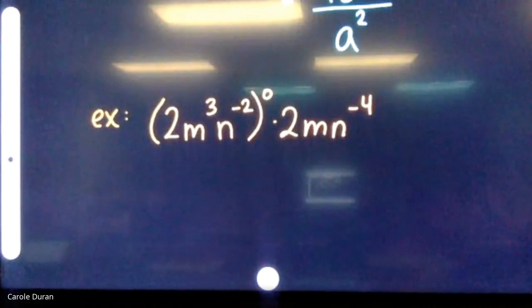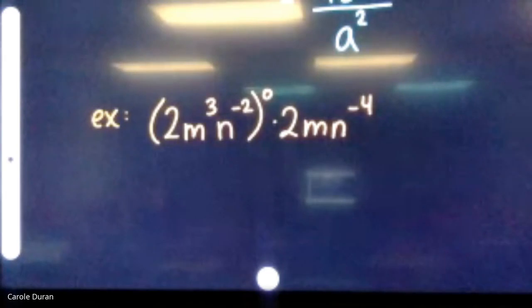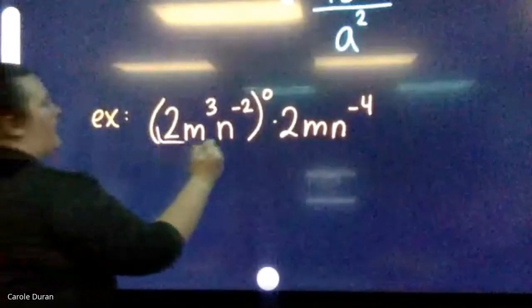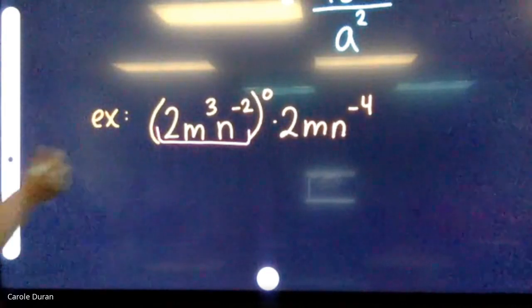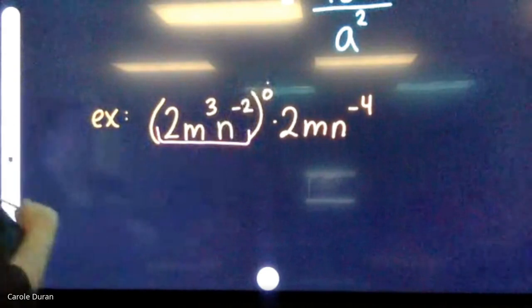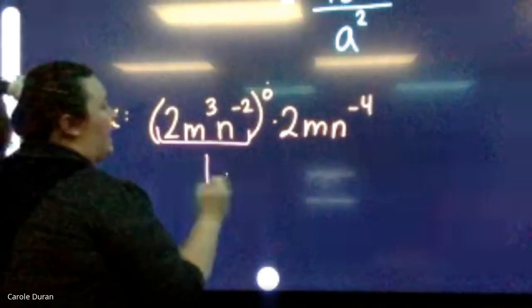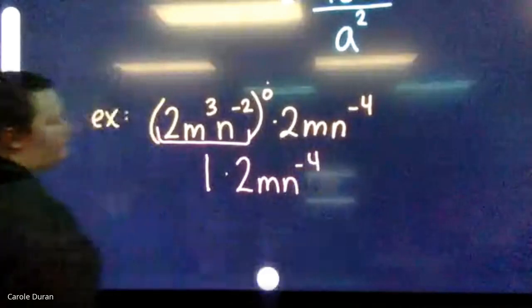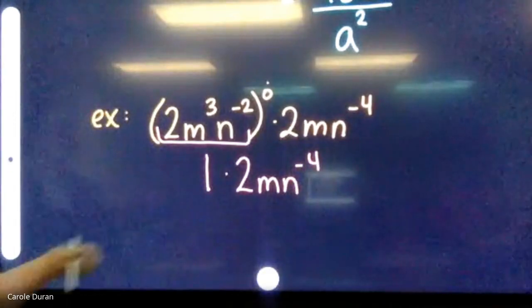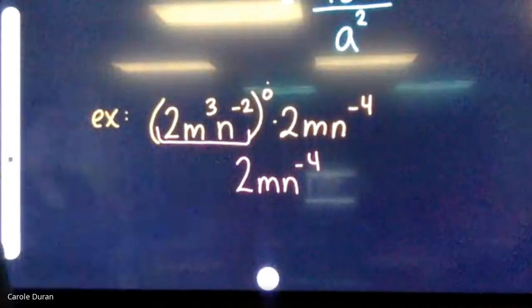What is the first thing I notice that I can do? I have a 0 exponent, which means that everything inside of whatever I'm raising to the 0 power is going to turn into what? 1, because it was all raised to that 0 power right there. So this becomes 1 times 2mn negative 4. We know 1 times 2 is just 2, so we can just get rid of that altogether.